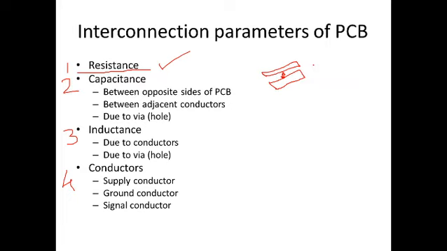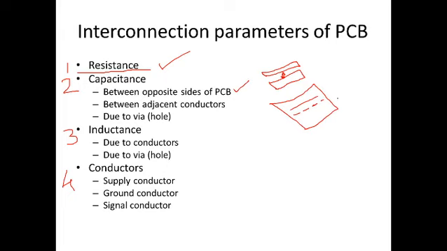Then how is this capacitive effect present in the PCB? If you consider this as the PCB, here you have one trace, and below that I will show the bottom track by dotted lines. This is also a continuous track and this is also a continuous track. So two conducting plates are separated by this PCB dielectric material. This is one type of capacitor present there, that is between opposite sides of the PCB.